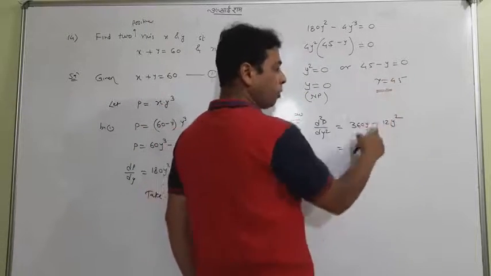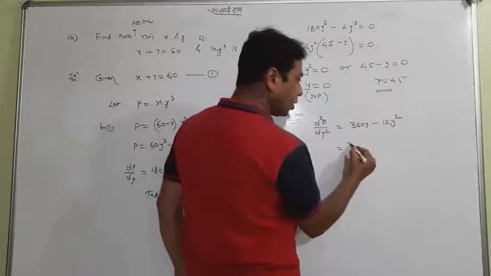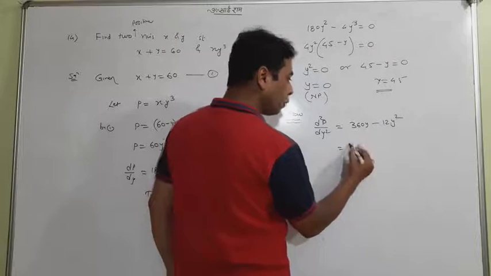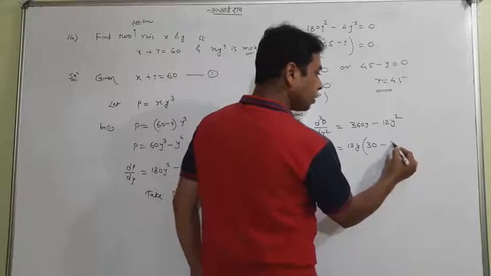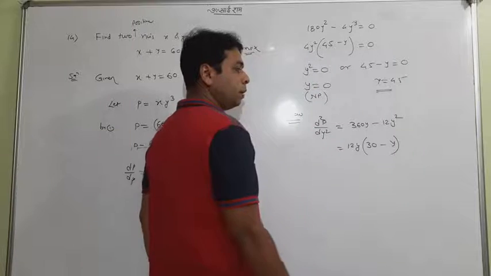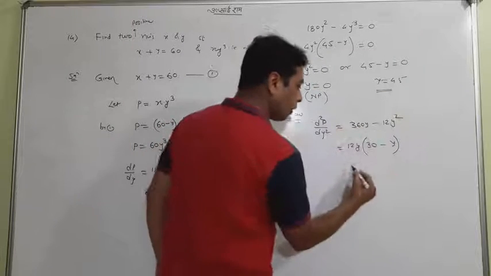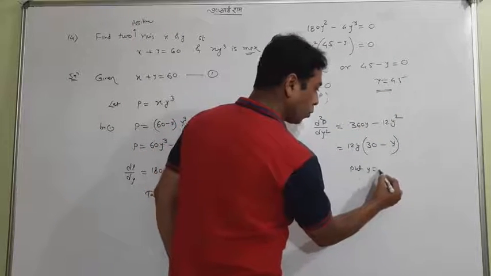Now you can put 45, but it's going to be long. So I just want to do something. Take out 12y common first. It is 30 minus single y. Now put y equal to 45. Put y is equal to 45 here.